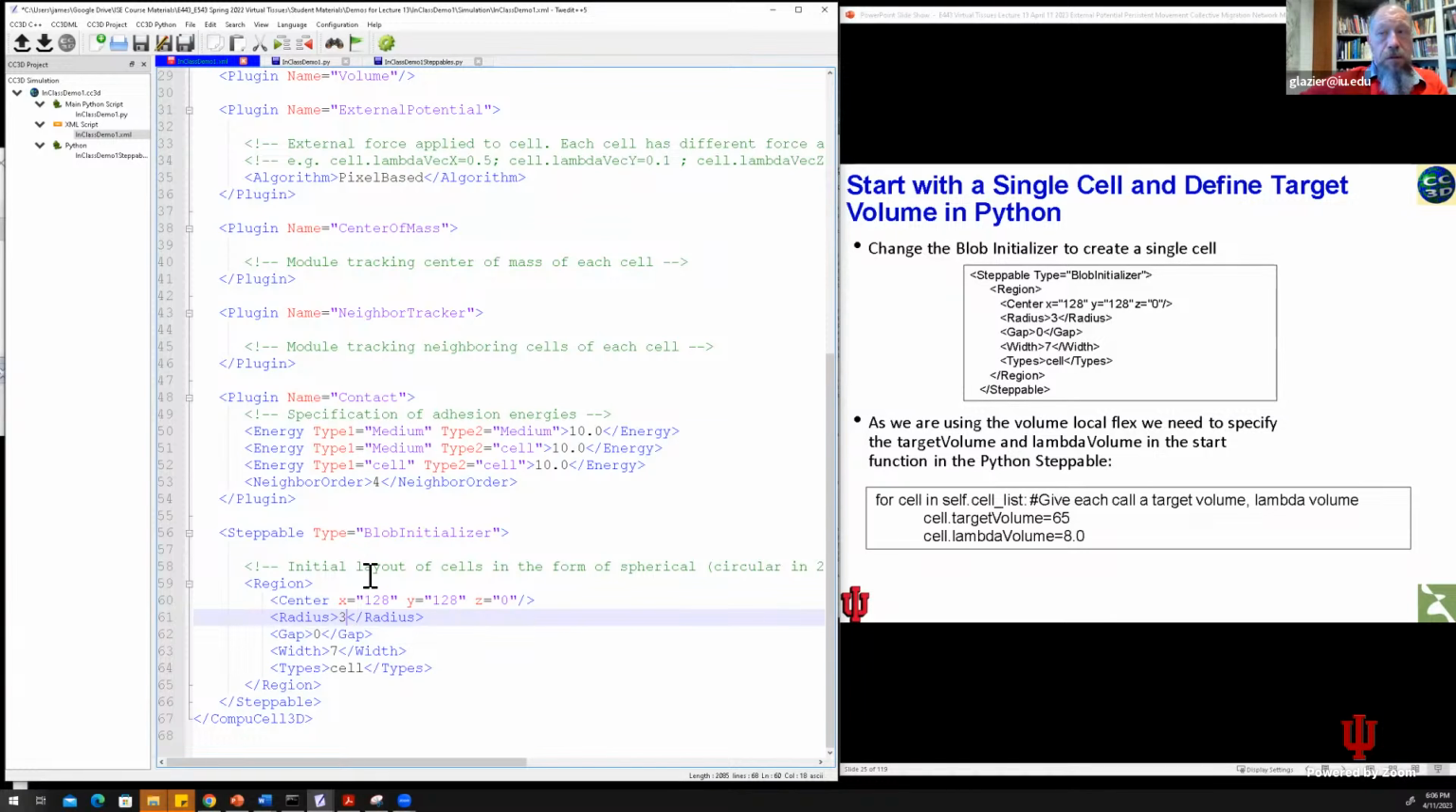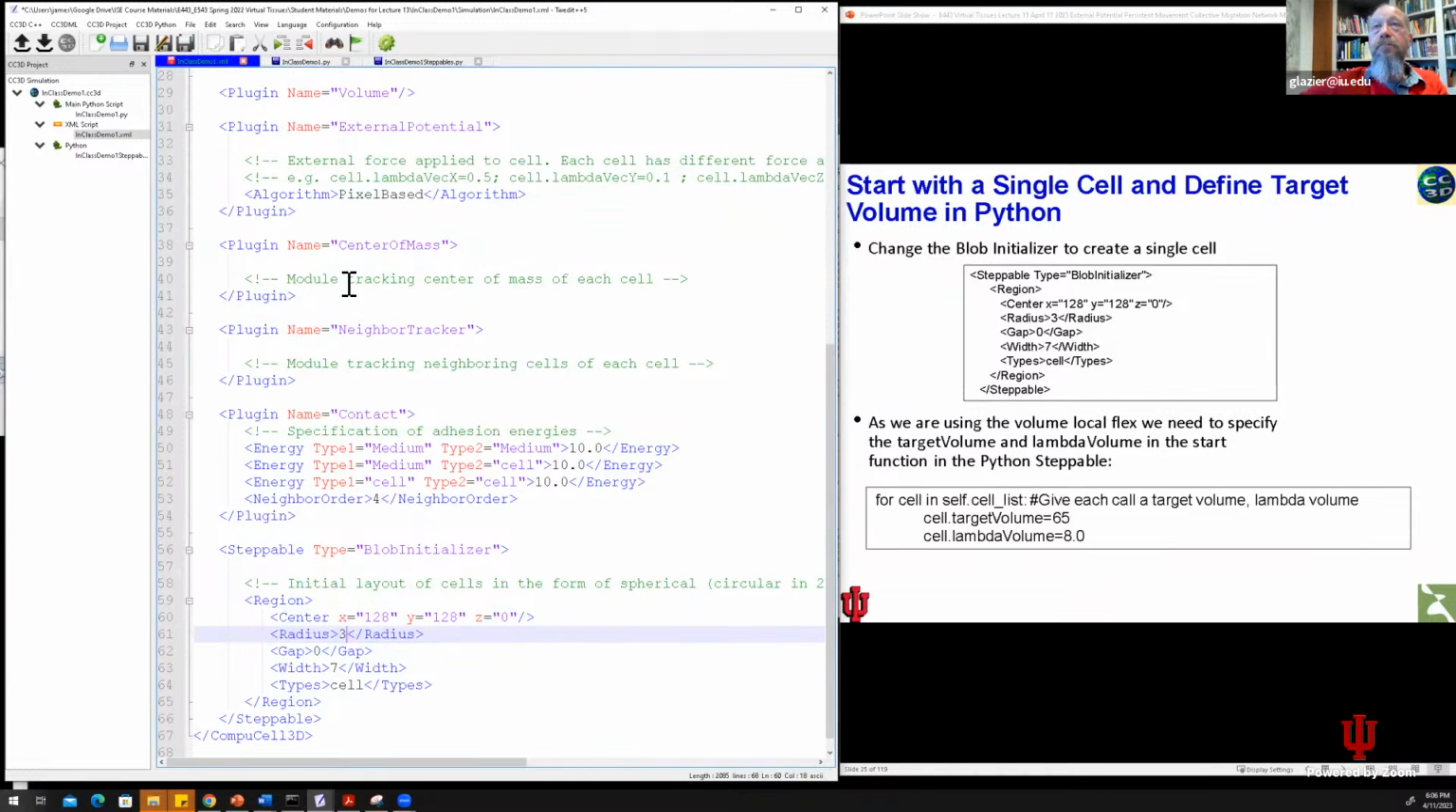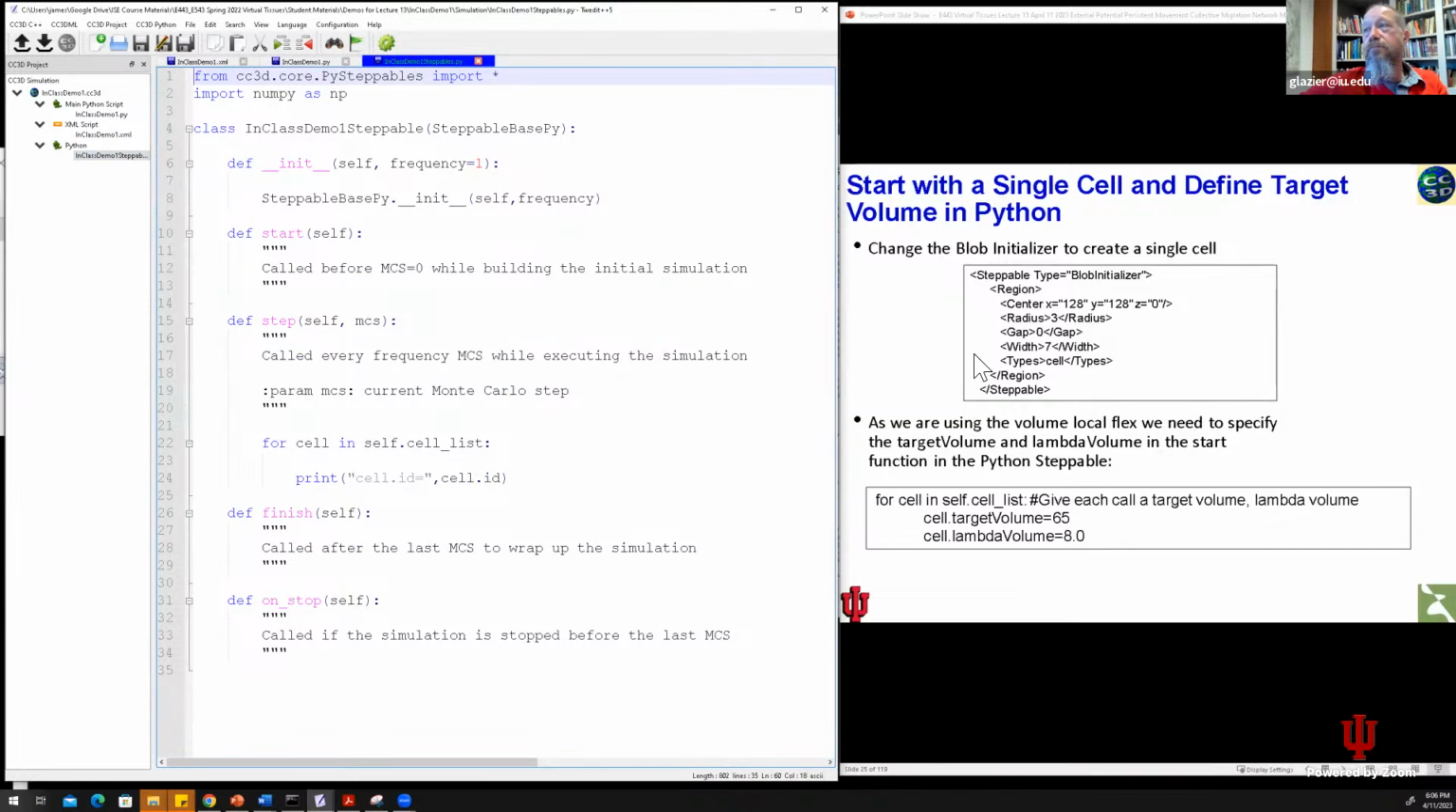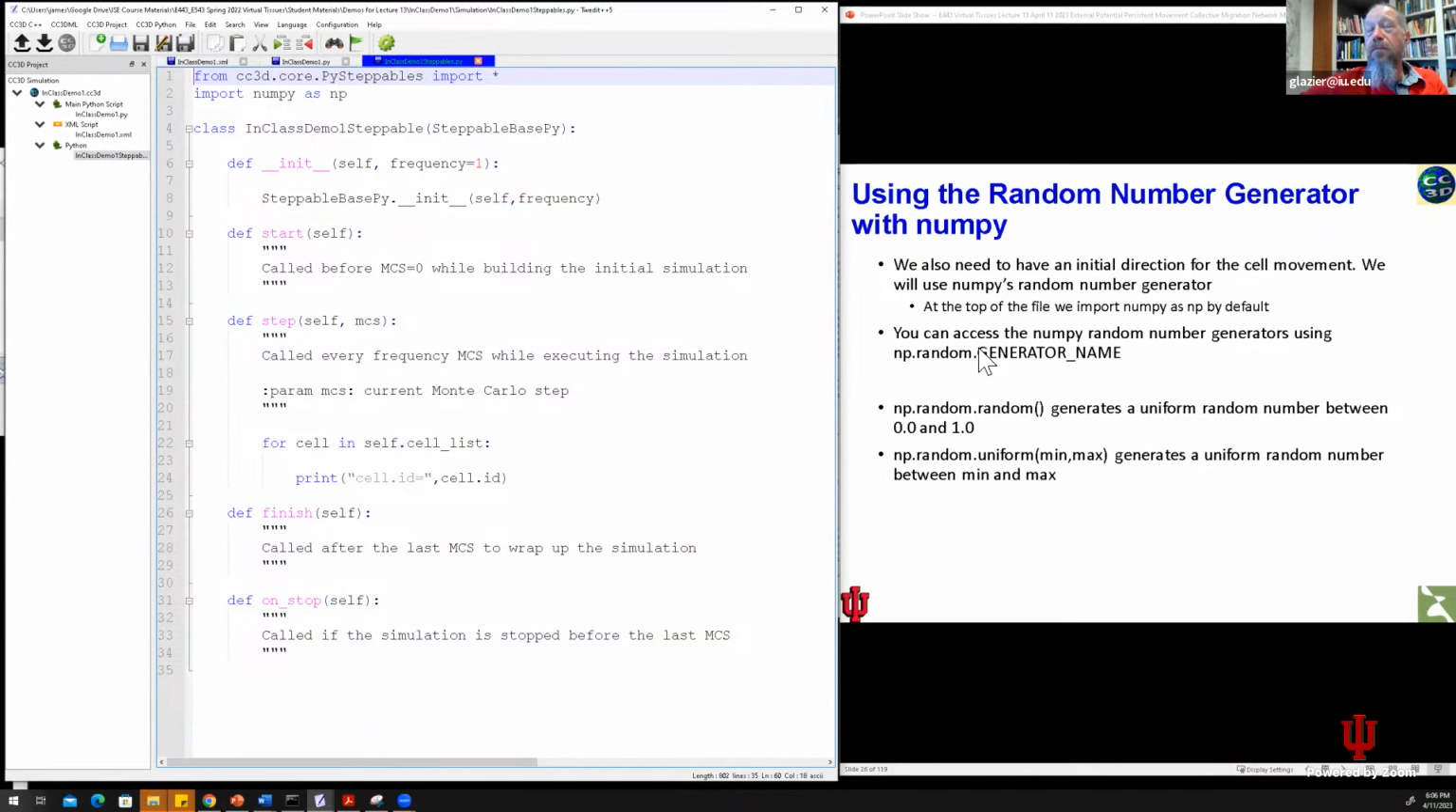That's all we have to do. So we'll hit save. And now we'll go to the Python. And the Python is the place that we have to make some changes. So the first thing we have to do is import NumPy as NP, if you don't have that. I just upgraded my CompuCell to 4.4.0. So if you're using an older version, NumPy may not be there, so you have to put that in.